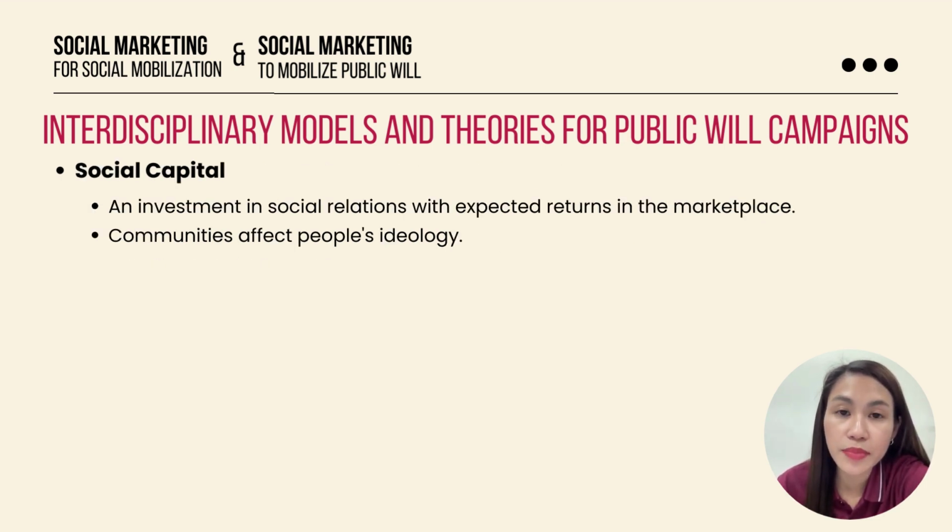Social capital is an investment in social relations with expected returns in the marketplace. The core idea of social capital is that actors are linked and have the potential of communicating and exchanging resources of all kinds. It is a resource in the form of informal networks and a means to influence the public will. In social capital, we can also see that communities affect people's ideology. People tend to go along with the public will when they are invested. Examples of community organizations where members are invested are churches, neighborhoods, door-to-door campaigns, and environmental issues like preserving water cleanliness and air quality controls.